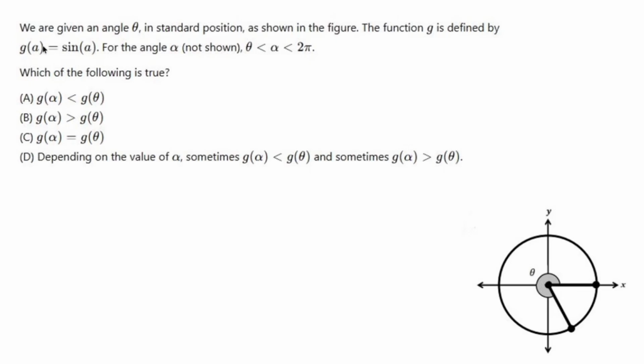Next problem. We are given an angle theta in standard position as shown in the figure below. So here's my figure. It's spun around, lives somewhere in the fourth quadrant. The function g is defined by g of a equals sine a. So we'll deal with that in a minute. For an angle alpha, not shown, alpha is in between theta and 2 pi. So there's some angle in between here, that's also spun around and lives right there. Which of the following is true?